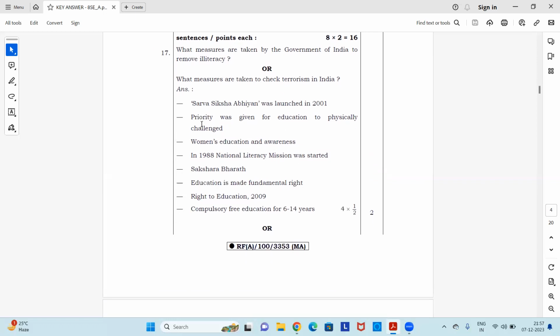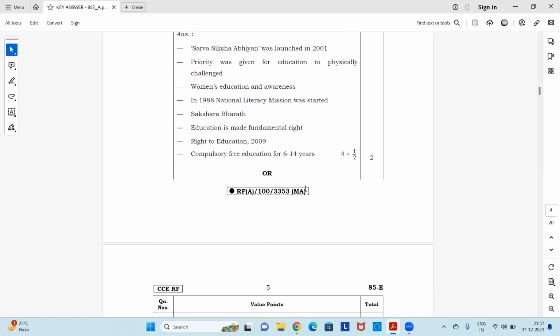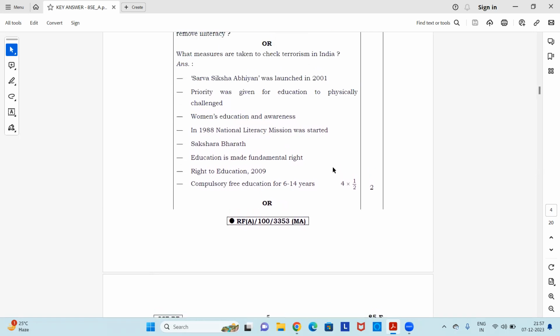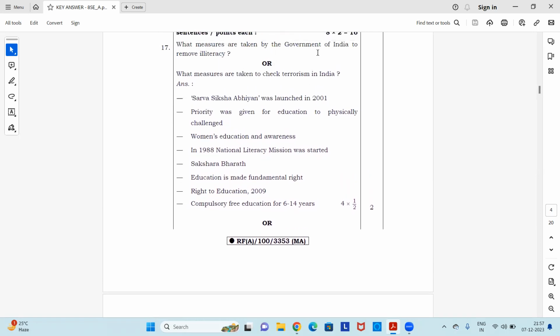Answer: Sarva Shiksha Abhiyan was launched in 2001. Priority was given for education to the physically challenged, women's education and awareness. In 1988, National Literacy Mission was started. Sakshar Bharat. Education is made a fundamental right. Right to Education, 2009: compulsory and free education for 6 to 14 years. Okay, so these are the points for the first part of the answer, that is, Government of India measures to remove illiteracy. Now in this you can write any 4 points in proper sentences. These are the key points given, so that will give you 2 marks.